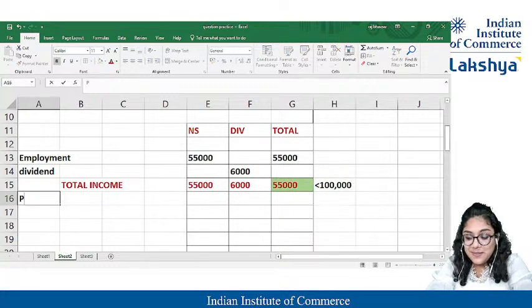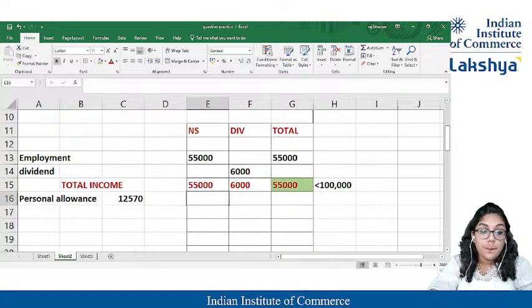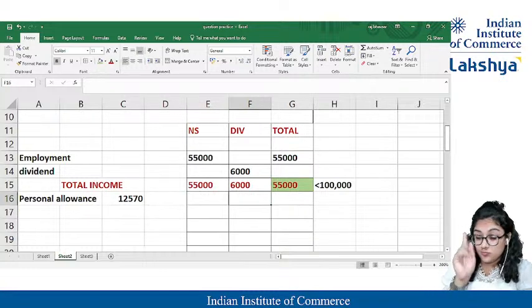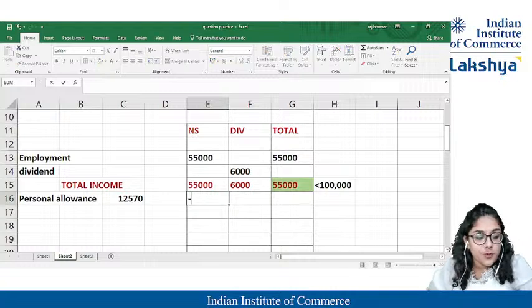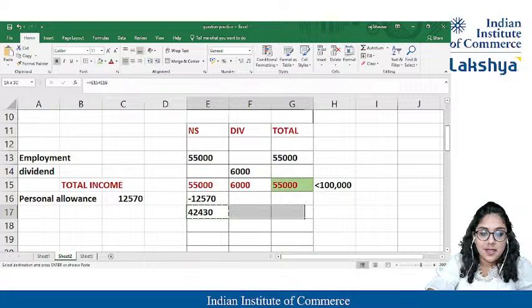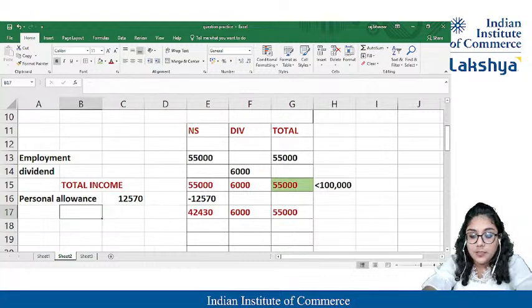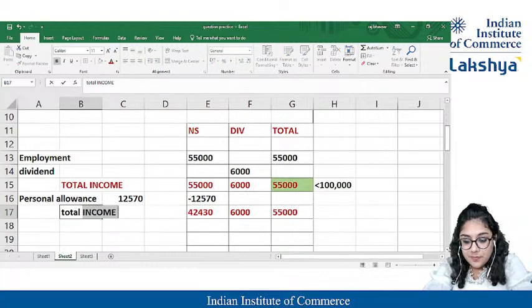Personal allowance. What is the amount of personal allowance? It's 12,570 pounds. Can I adjust it against dividend? Not allowed. It goes first against non-saving income. So I need to reduce it and get the balance. Students, what is this balance known as? This is termed as total taxable income, TTI. I'll write it over here: total taxable income.